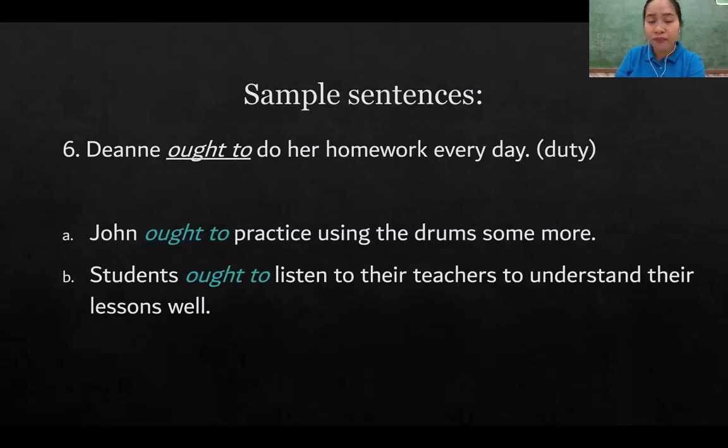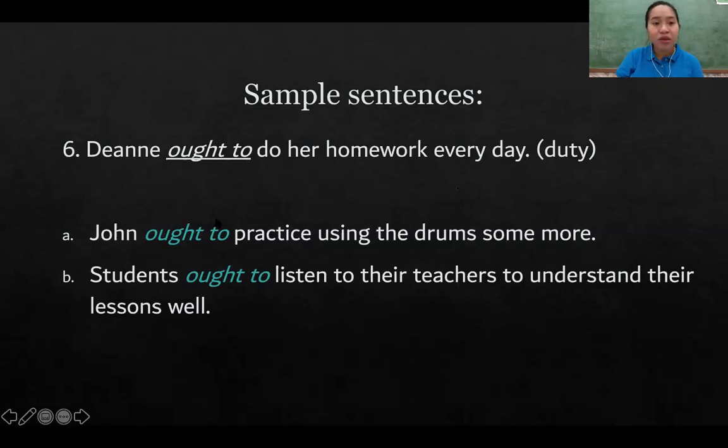but you. Okay? We don't discourage you from asking assistance or asking help, but as much as possible, please do it on your own. Okay? Because we are grading you, not your parents. Okay? So ought to, meaning that's your duty. Okay? You ought to do your homework every day.